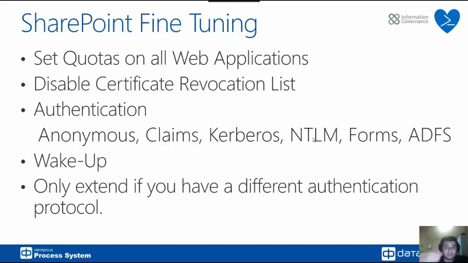Authentication. If you can choose the authentication protocol, please try to choose anonymous because it's the fastest one. Claims is the second fastest, Kerberos the third, NTLM fourth, Forms fifth, and ADFS is the slowest authentication protocol. I'm not saying that you always have the chance to choose, but if you can choose, please try to choose the anonymous one.